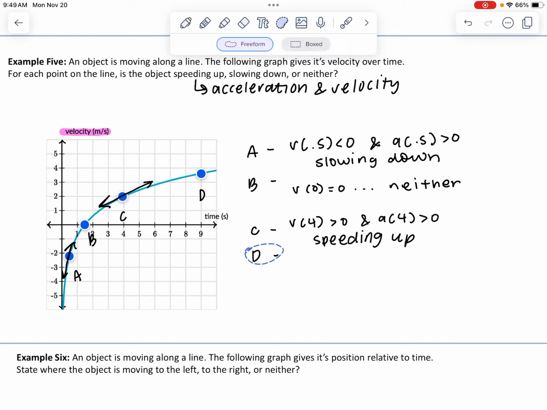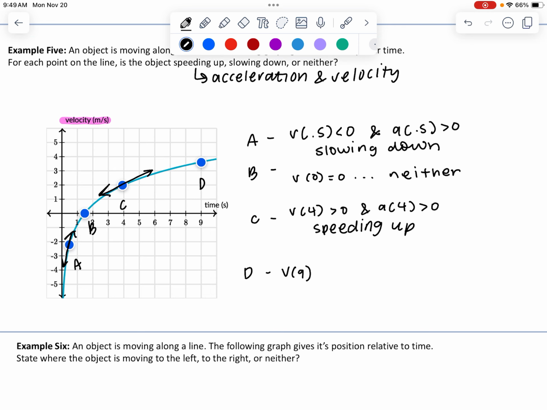And then last one, D. Again, the velocity at 9 is greater than 0 because it's above the x-axis, so it's positive. And then the acceleration is also positive because that tangent line, while it's not as steep as the tangent line at C, the slope is still positive. And so acceleration at 9 is greater than 0. So this is another example of it speeding up.